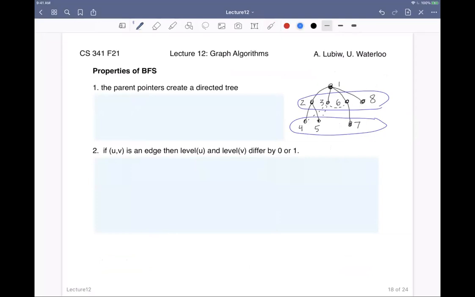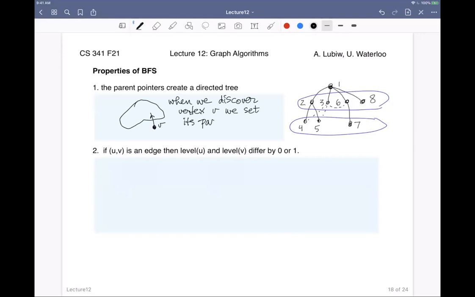Okay, so we're going to talk about some properties of breadth first search, 3 properties in particular. There's 2 of them on this slide already, and a third one will come later. So the first property is that the parent pointers of my breadth first search create a directed tree. And the idea here is that I have created some part of the tree so far, and when I discover vertex V, I point up to its parent. So when we discover vertex V, we set its parent.